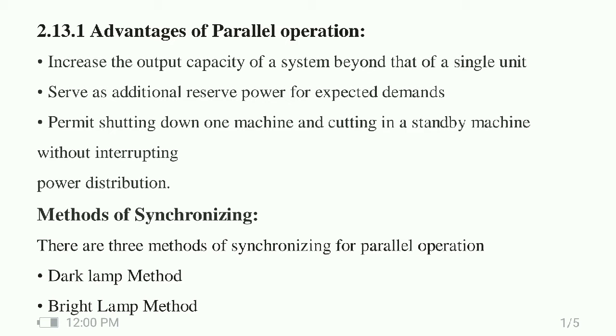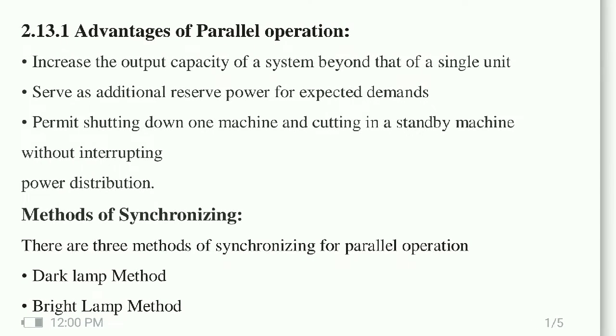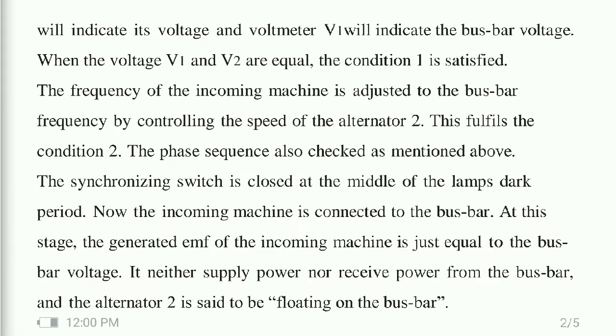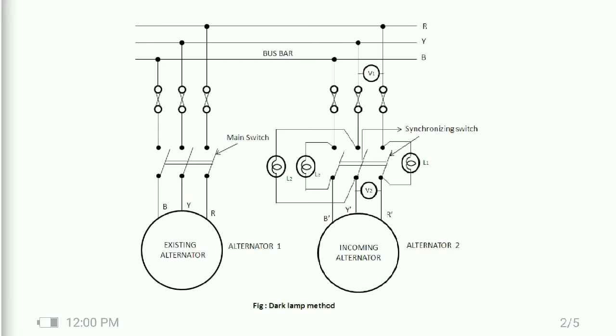And there are three methods of synchronization. The first one is dark lamp, the second one is bright lamp, and the third one is synchronoscope method. Now in the dark lamp method, your existing alternator is connected with your busbar, and your incoming alternator is to be connected to your busbar.